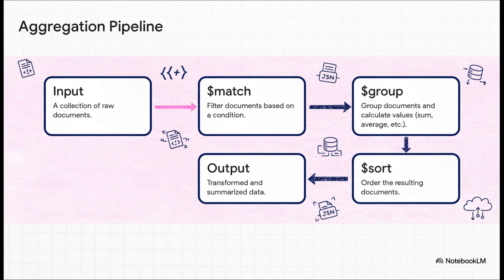Your raw documents go in one end, and then they move through a series of stages. So stage 1, a $match stage, might filter out everything except sales from the last 30 days. Then, the next stage, $group, could group all those sales by product and add up the totals. And maybe a final $sort stage orders them from most to least popular. See what happens? What comes out the other end isn't just raw data anymore. It's a genuinely useful insight.